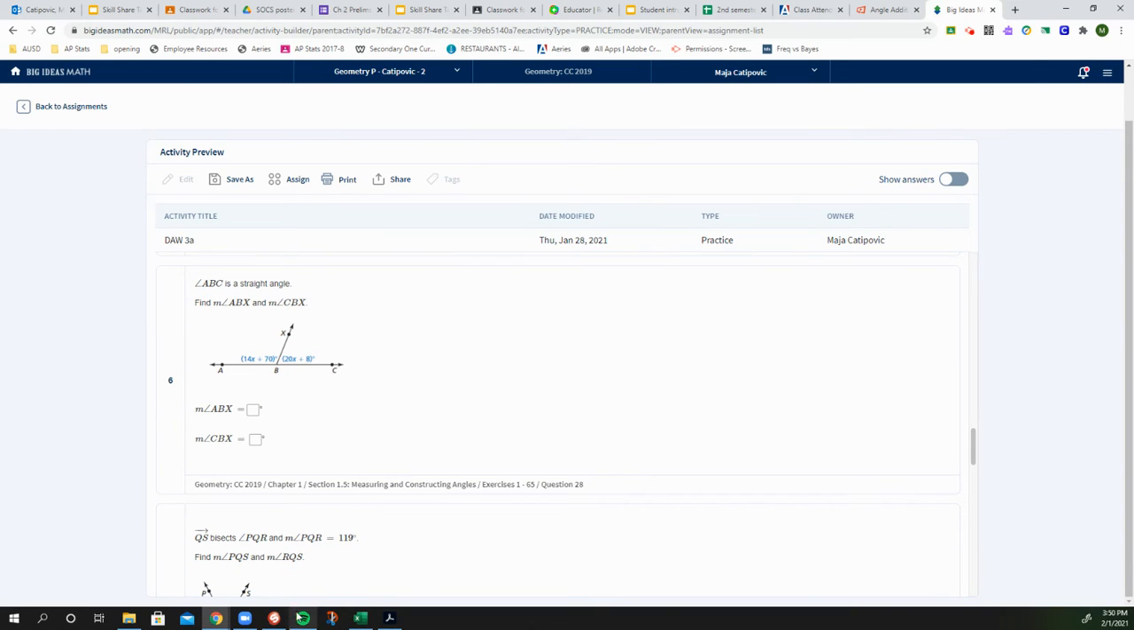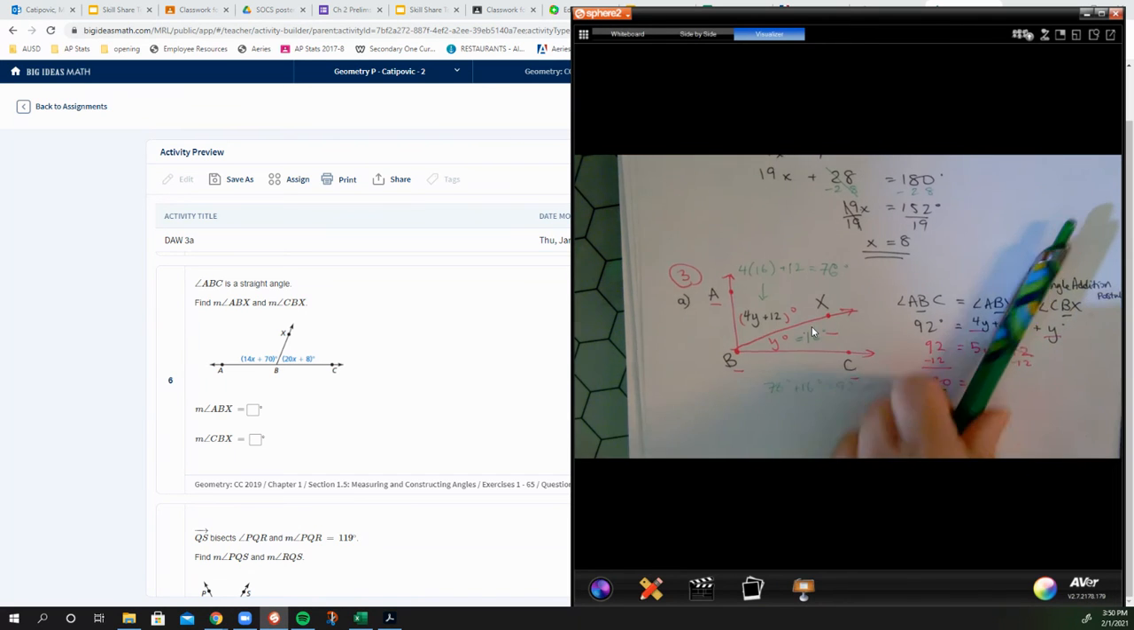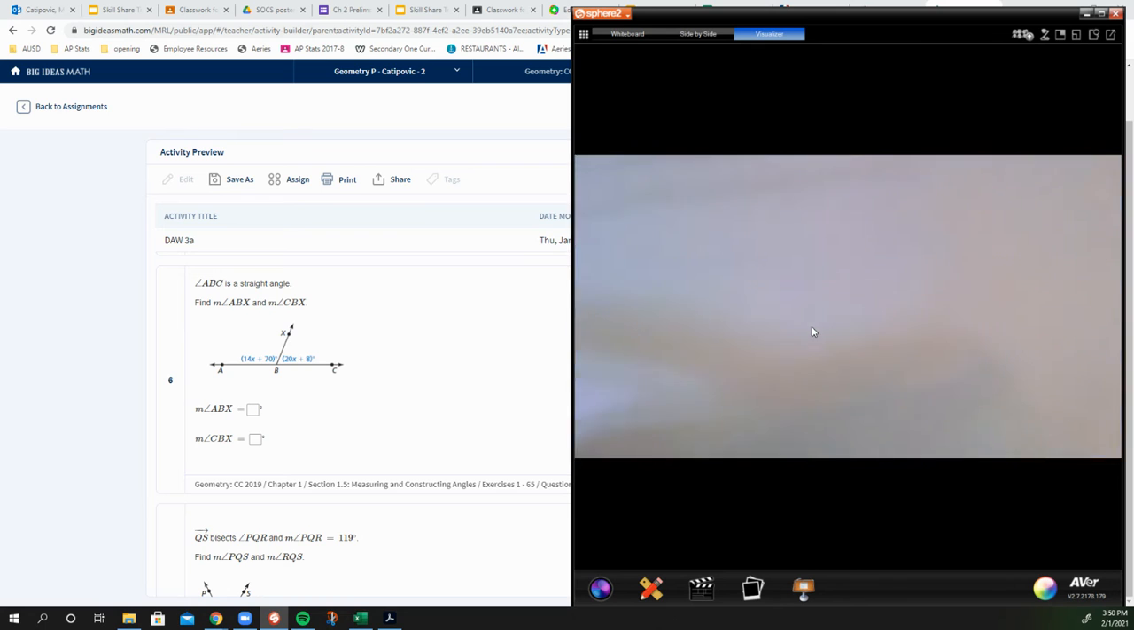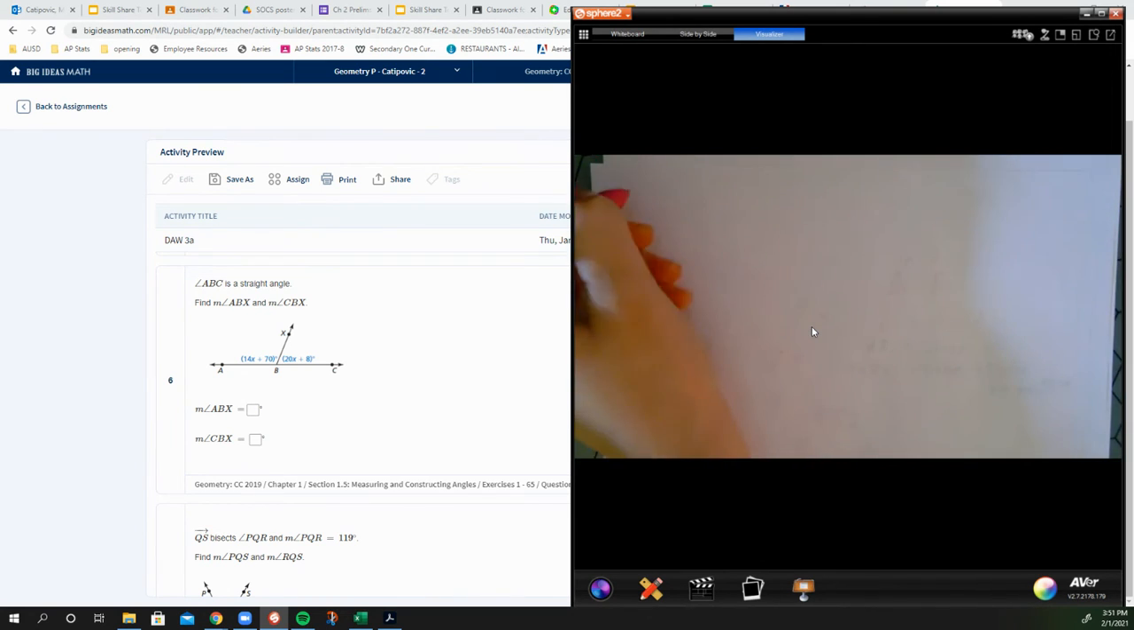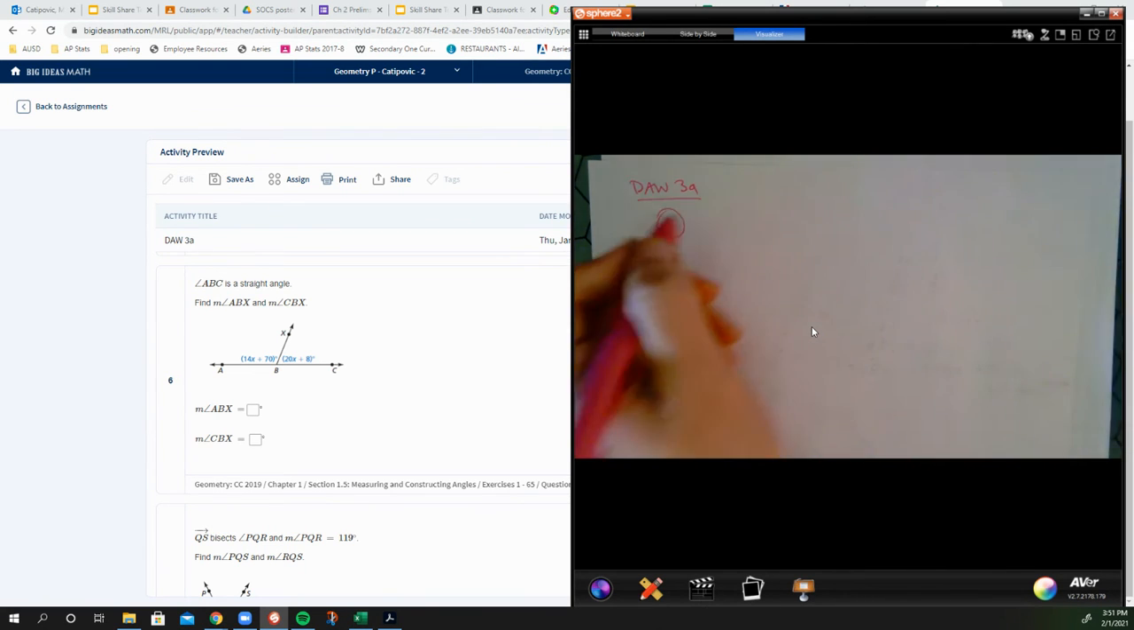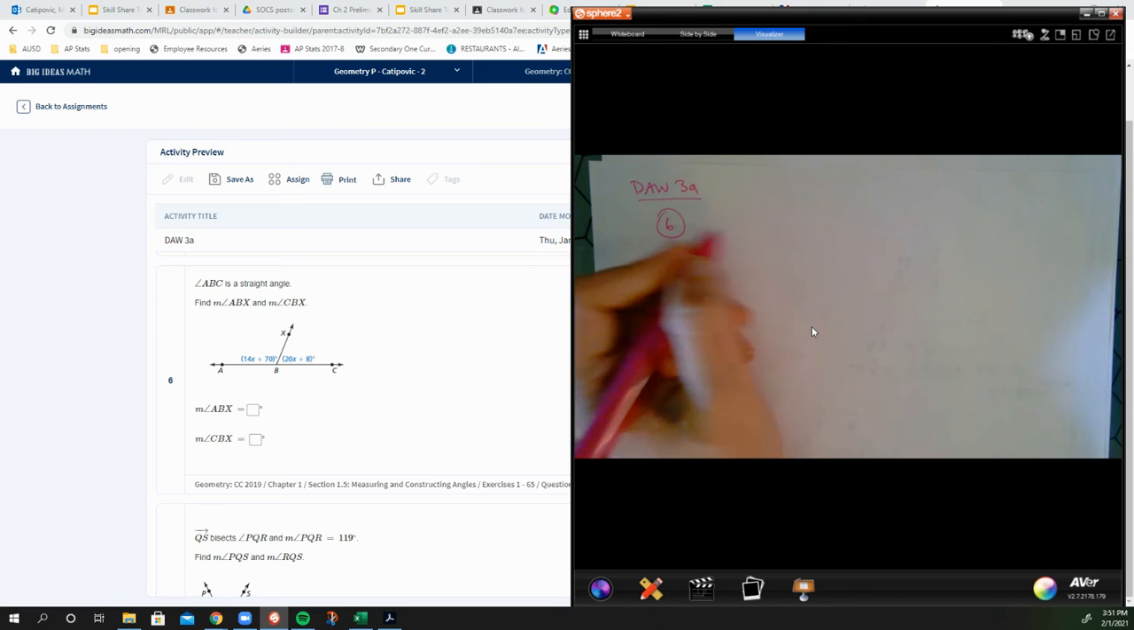Let's do 2 more. So I'm going to do number 6. It says ABC is a straight angle. Find the measure of each part of it. Again, I'm going to write this down. So I'm doing number 6 on DAW 3A. Okay, so I'm going to write down what I see in this diagram. I see a straight angle.